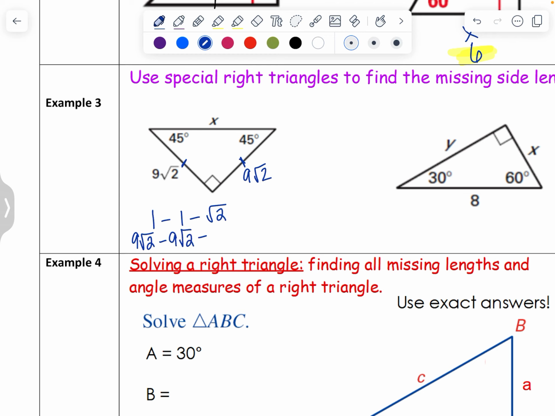Then your hypotenuse is going to be 9 square roots of 2 times another square root of 2, because the hypotenuse is always square root of 2 times as big. It's like 1.414, so 1.4 times as big as the leg. And then to multiply this, you'd get 9 times the square root of 4, which is 9 times 2. So your hypotenuse is going to be 18 there.